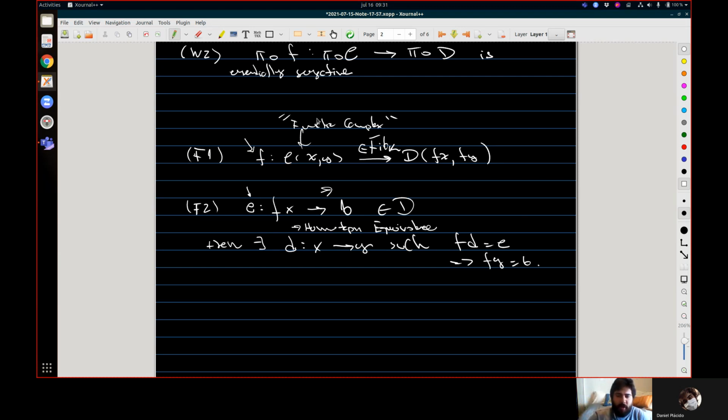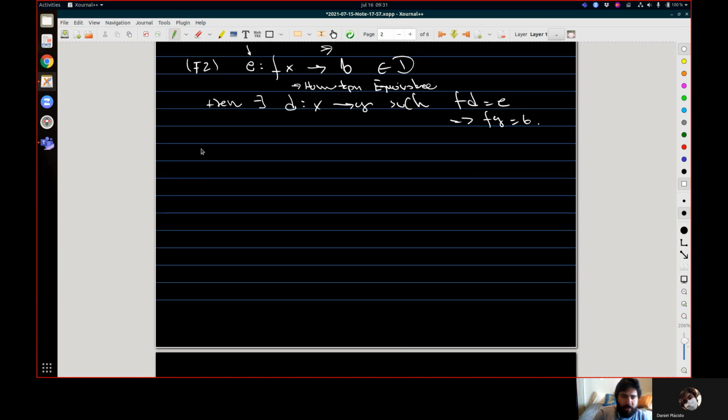So this is equivalent to saying this: pi 0 of F, that goes from pi 0 of C to pi 0 of D, is an isofibration, where an isofibration is a fibration in the canonical model structure on the category of categories that localizes weak equivalences.